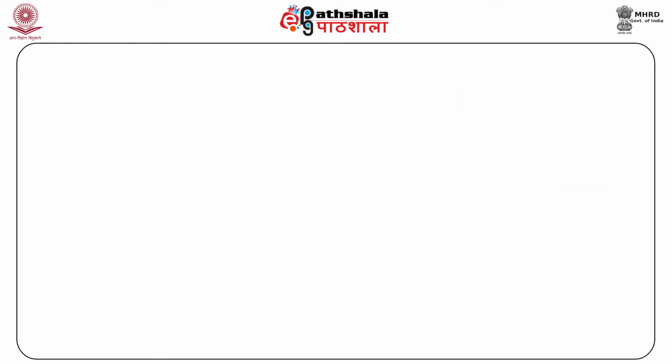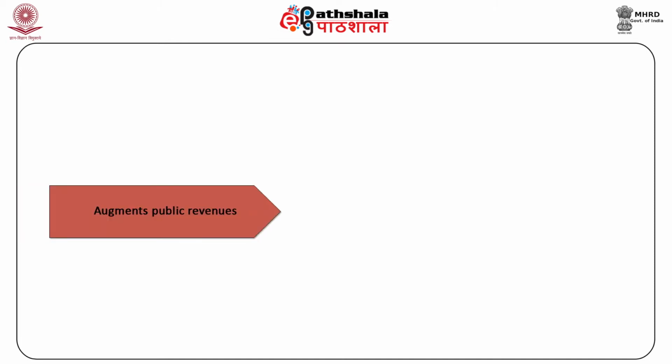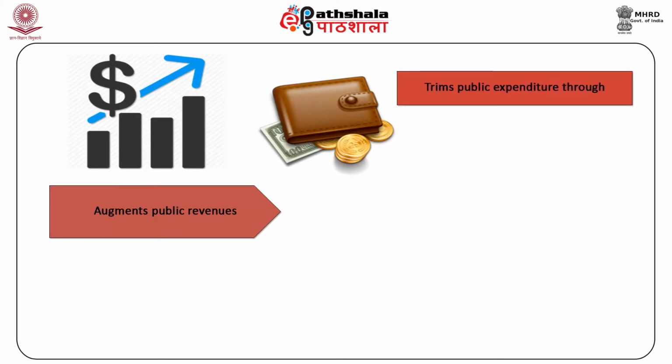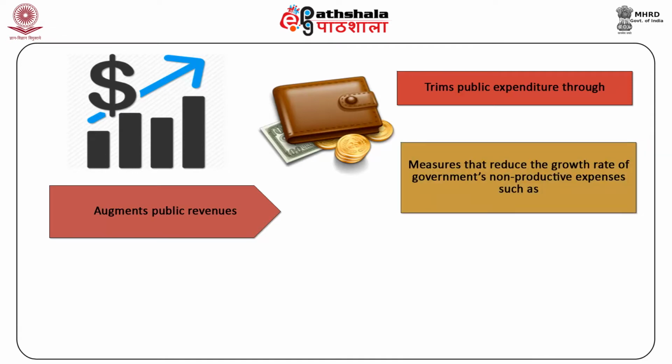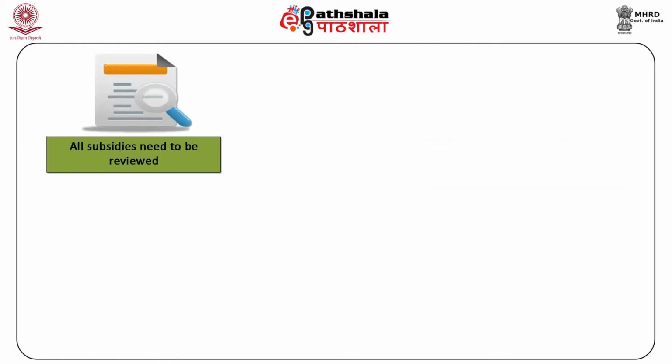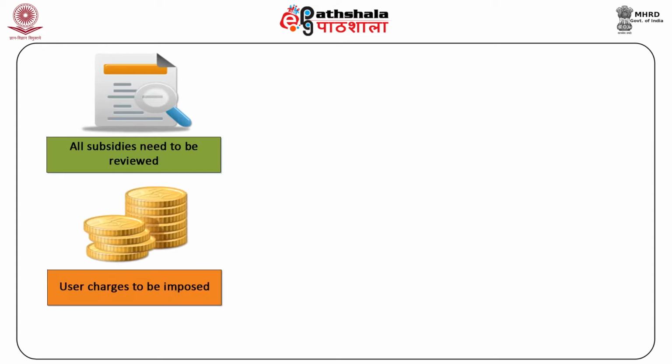Let us discuss the expenditure reforms and management. Apart from augmenting public revenues, fiscal reforms aim at pruning public expenditure through measures that reduce the growth rate of government's non-productive expenses, such as expenditure on administration, wages, and salaries of employees, and unnecessary expansion of manpower in government departments. All subsidies need to be reviewed, and cost based user charges for public services wherever feasible need to be imposed.